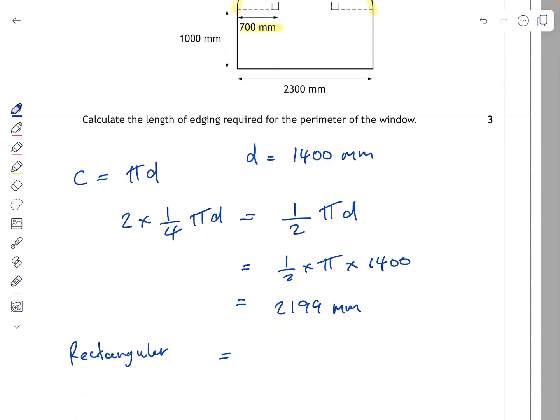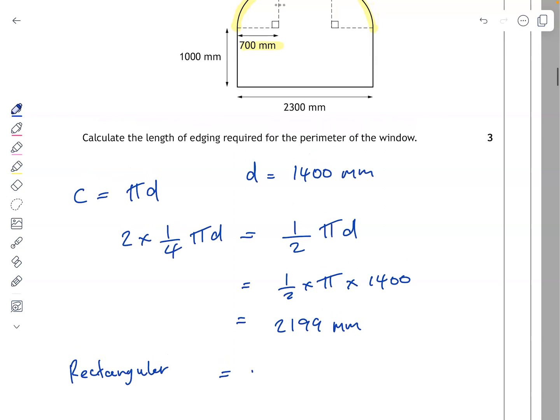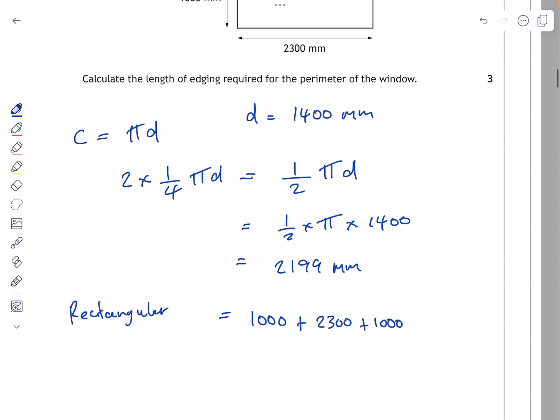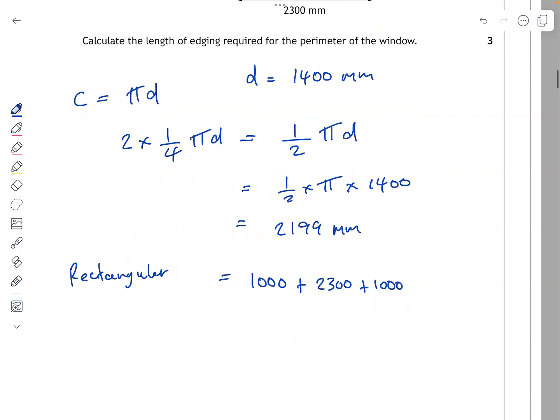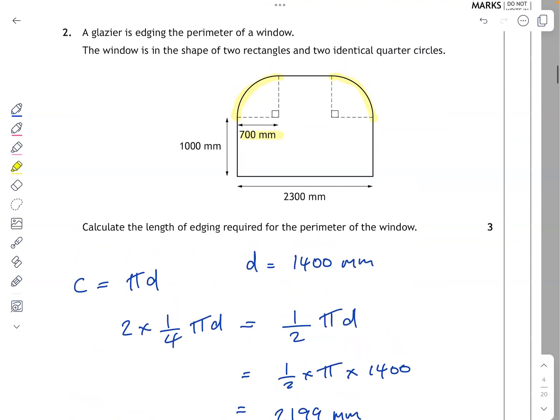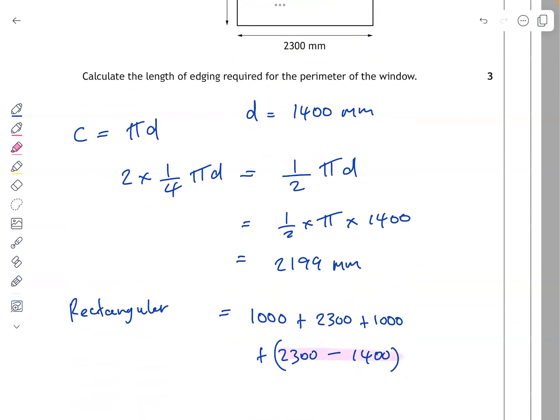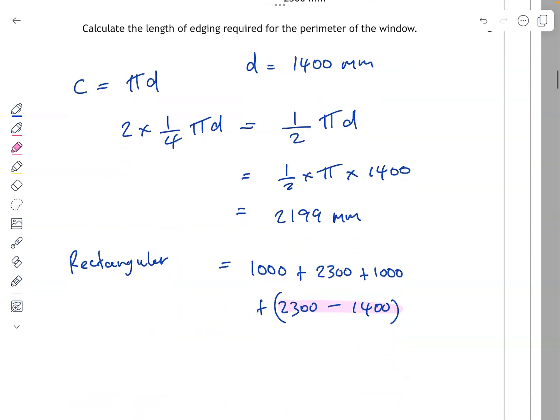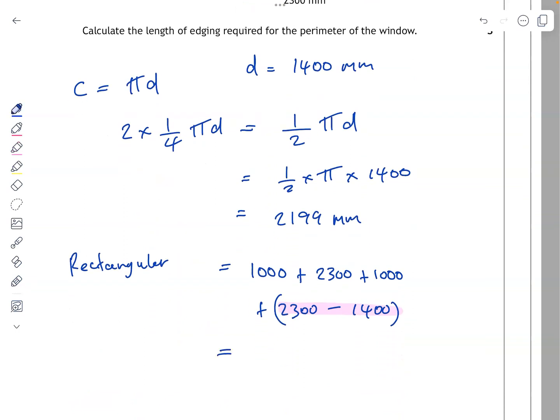So the rectangular section is going to be the 1000 plus the 2300 plus the 1000. And what we're going to do is add the 2300, but then subtract the 1400. And that is this missing side. So that bit there is this calculation here. So in the calculator, we get 5,200 millimeters.